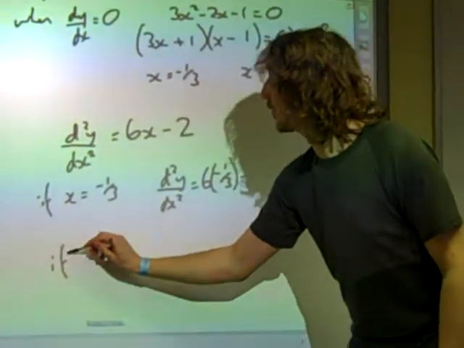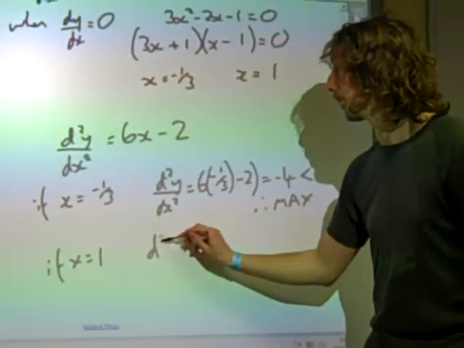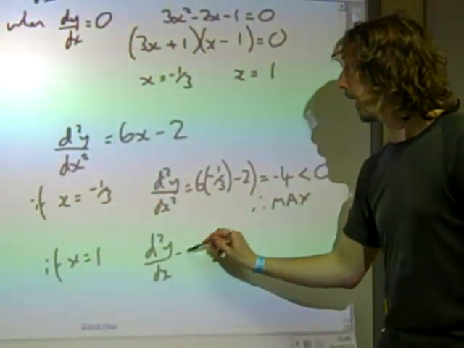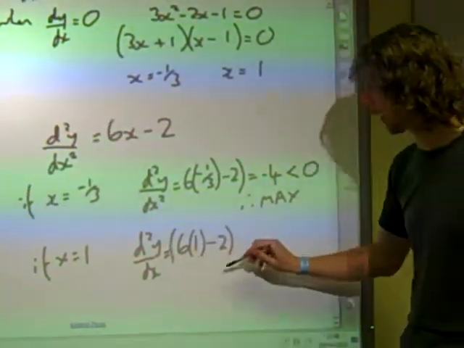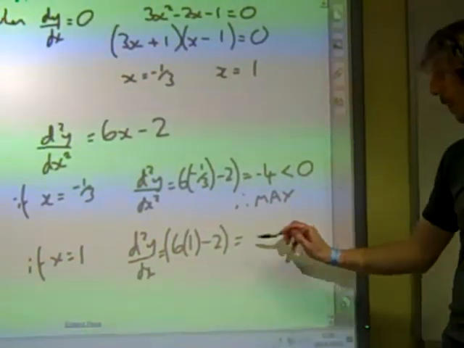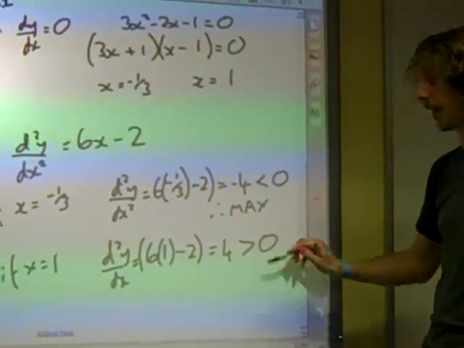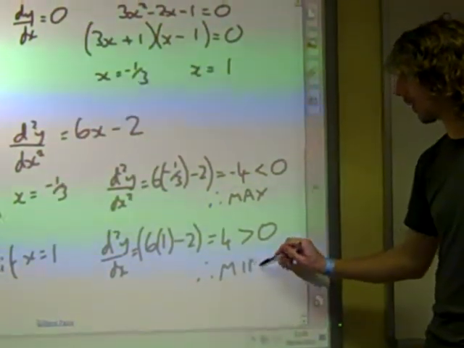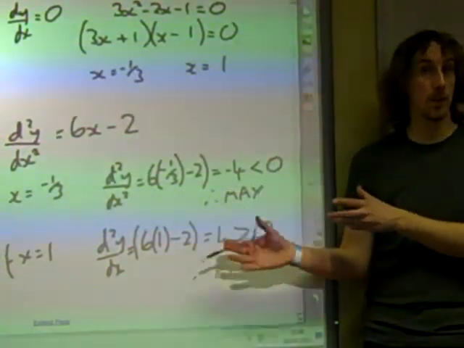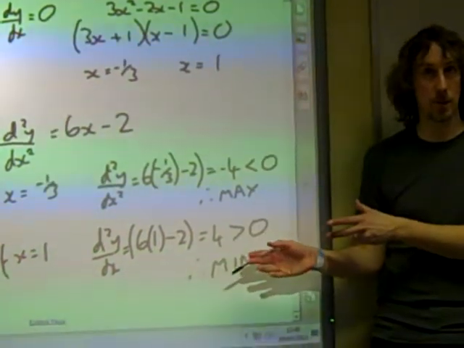If x equals 1, then we get 6 times 1 minus 2. I've got that bracket in there again. Which is plus 4, which is bigger than 0, so that is the minimum. And that's it, we've justified that the point that we found to be a minimum is a minimum now.